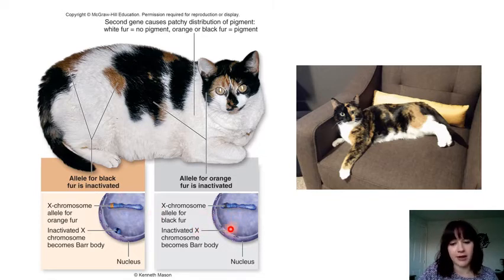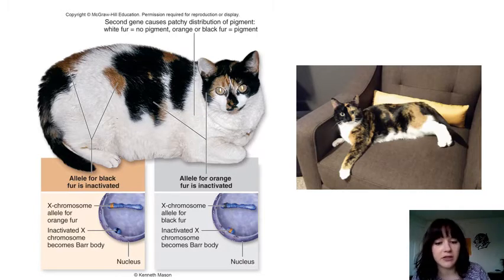Oppositely, because this is random, the chromosome with the orange allele could get shut down, and so only the black allele is going to be expressed. And so depending on which one gets shut down, you're going to see that some cells are going to produce black pigment and some are going to produce orange pigment. And again, because this is on an X chromosome, this is going to happen more frequently in females.